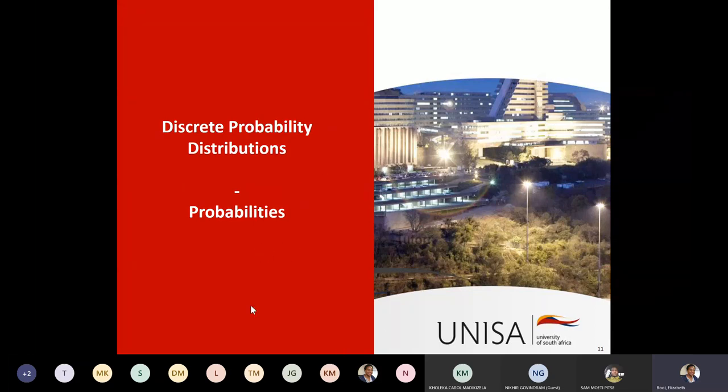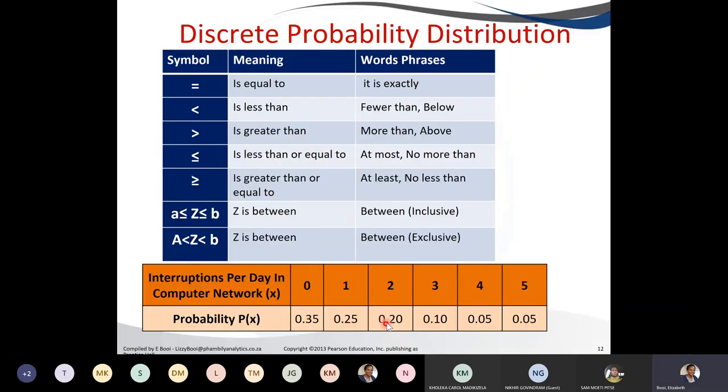Okay, so let's look at probabilities. With a discrete distribution, you will always get a table that looks like this. But when they ask you about calculating probabilities, you might say, but I already have the probabilities. No, we're talking about cumulative probabilities or equal probabilities, and that's where you need to know the symbols.